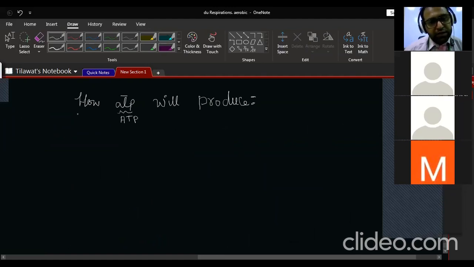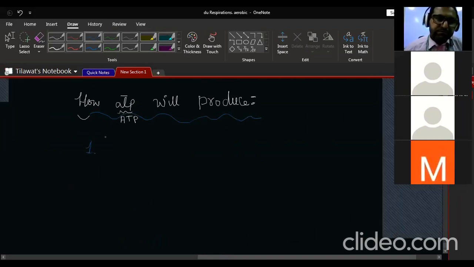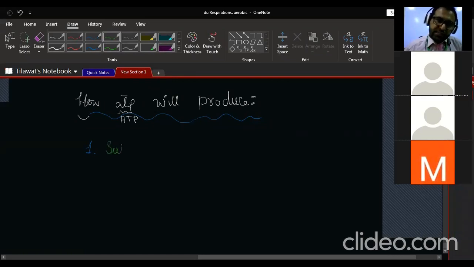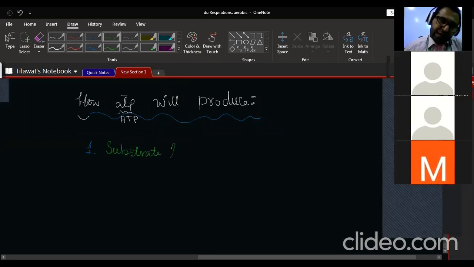So how ATP will be produced in a cell, I discussed with you two mechanisms for the production of ATP. The first one we have, anyone please? Yes, anyone? Wait, how ATP will be produced, please? Oxidation. Yes, correct. When we have substrate, substrate level phosphorylation. Yes, and oxidative phosphorylation.